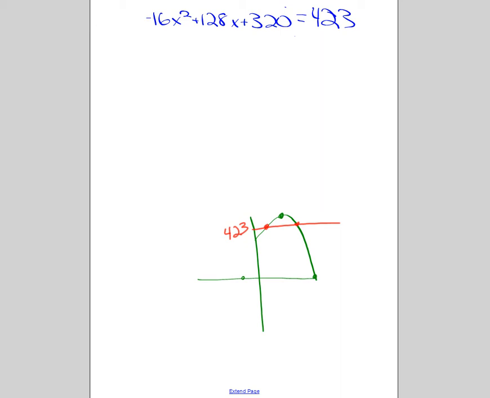Is this on? Okay. So let's do what we did last time. Let's divide everything by 16. Okay? Yeah, let's see what happens. So negative 16. So we get x squared minus 8x minus 20. And then this is just going to be 400. This is negative, divided by negative 16.